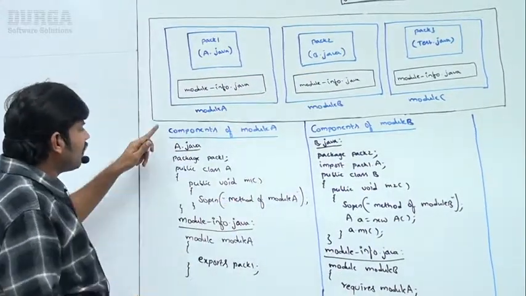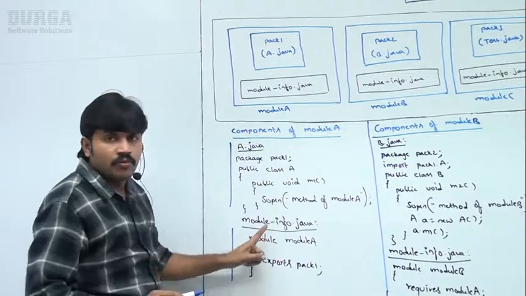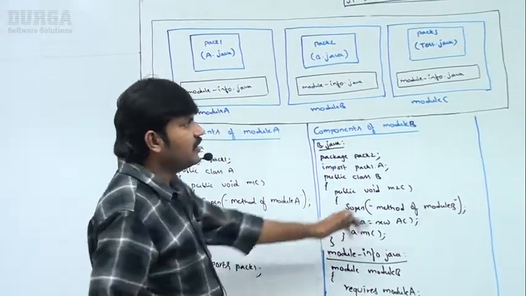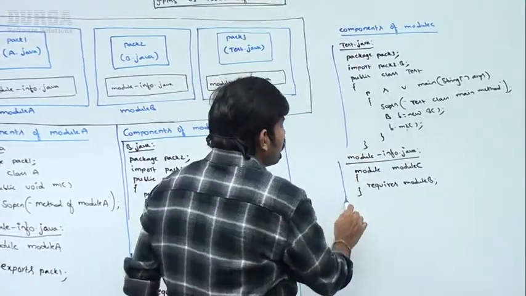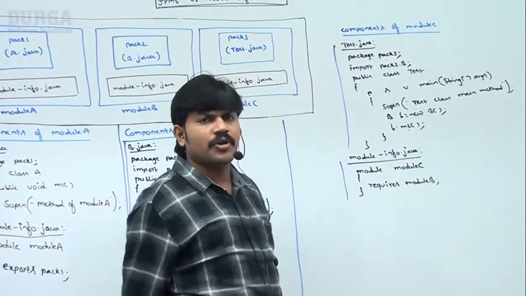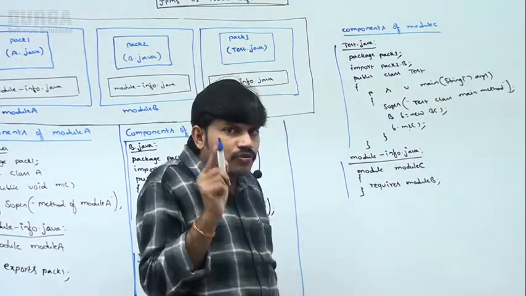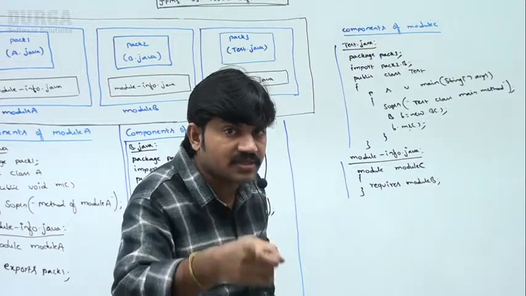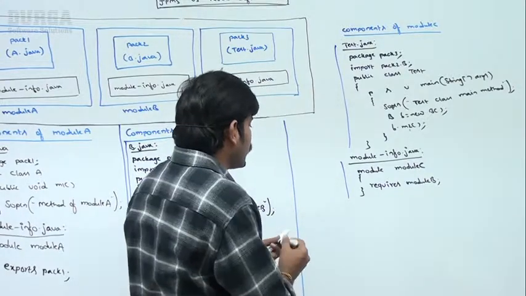Sir, have you observed, right? Components of module A: A.java, module-info.java. Similarly, module B: B.java, module-info.java. Here are the components of module C: tester.java, module-info.java. Here the point is, sir, I have to compile all these modules. You know how to compile multiple modules. Not much explanation is required; in the last example I covered only a demo program. Can you please guide how to compile?